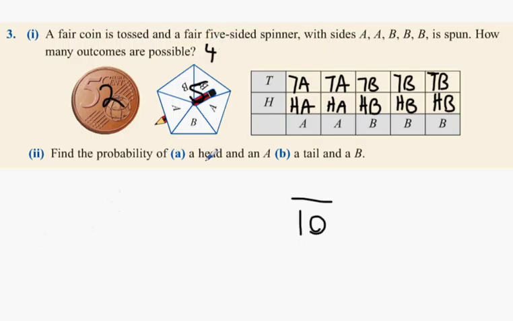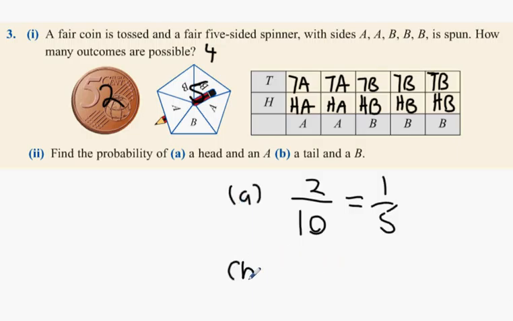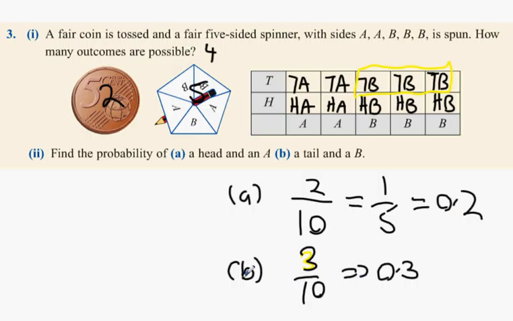Find the probability of a head and an A. Head and A, guys? How many of them is there? 2 out of 10, which is 20%, or 1 in 5. Okay. A tail and a B: 3 out of 10, and what Keane said, that's 30%, or just 3 out of 10. You can also write that as 0.3, or for the first question, 0.2. It's not too bad, was it?